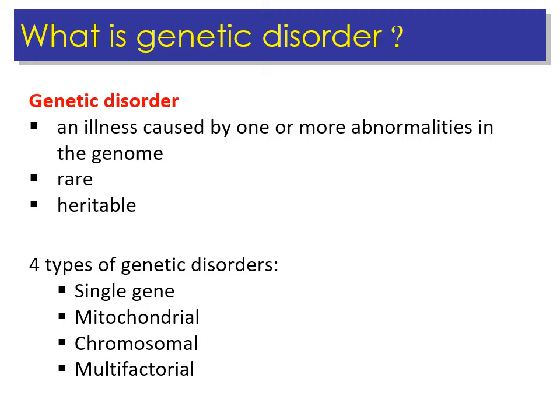What is genetic disorder? Genetic disorder is an illness that's caused by one or more abnormalities in the genome. It is rare and can be passed down from one generation to the next. There are four types of genetic disorder, namely single gene disorder, mitochondrial disorder, chromosomal disorder, and multifactorial disorder.